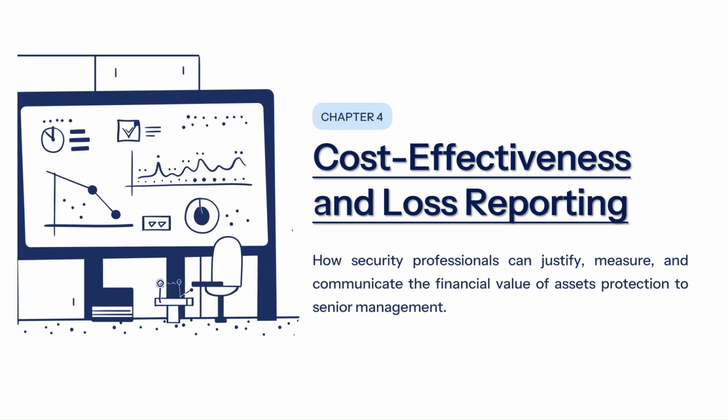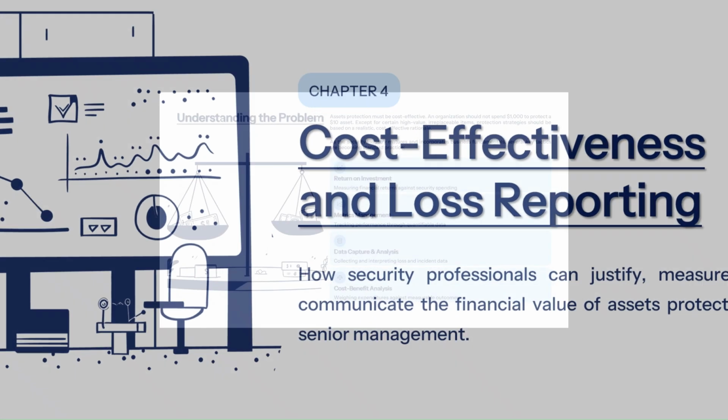Security leaders are expected to speak the language of business. Cost effectiveness is about showing how security initiatives reduce risk while using resources wisely. Loss reporting provides the data that supports these decisions. Together, they allow us to explain how security investments prevent losses, reduce exposure, and support organizational objectives. This chapter will guide you through the principles that connect protection strategies to measurable financial outcomes.